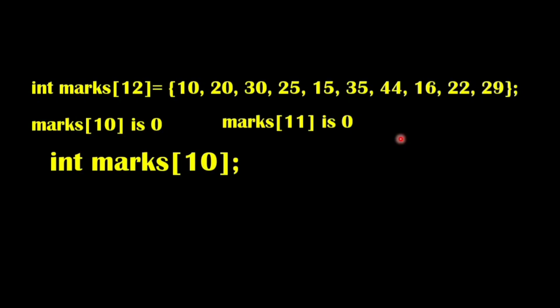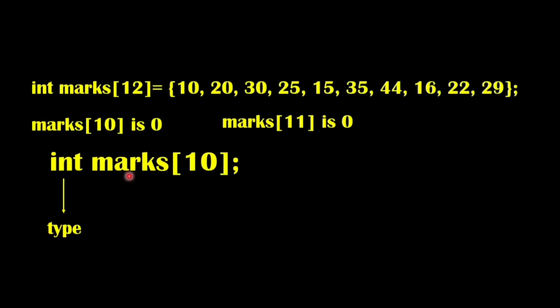So how do we declare the variables? Int marks of 10. In this, int is the data type. What types of values are you going to store? In this array, you can store integer numbers because we have declared it as int. It can also be float, character and so on.